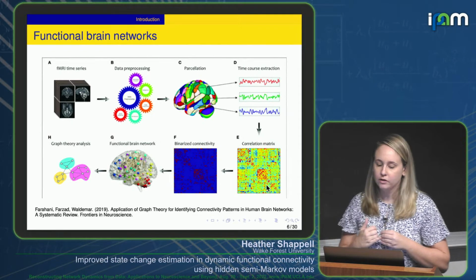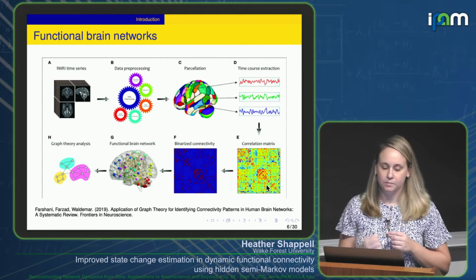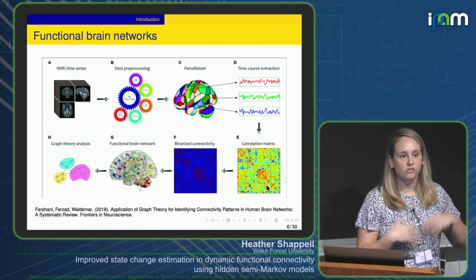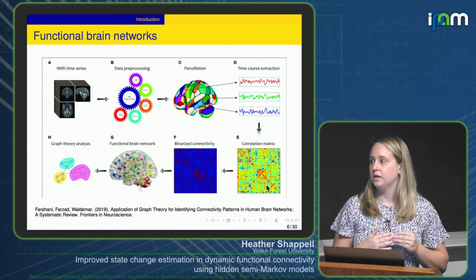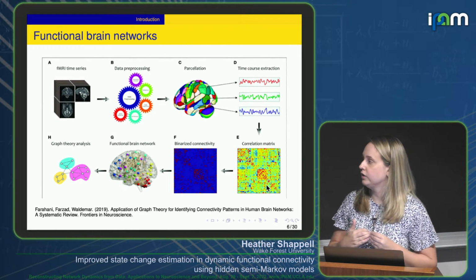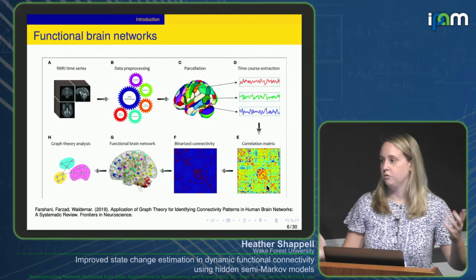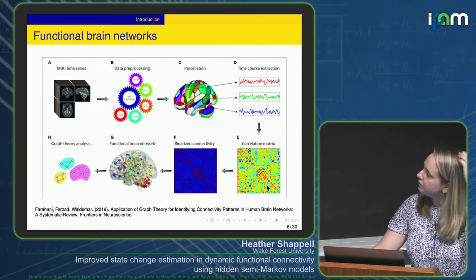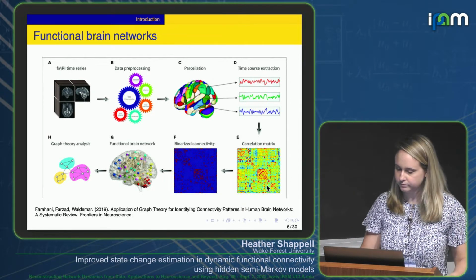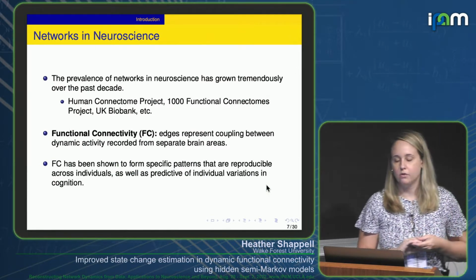So if you are binarizing, then you can create a functional brain network from there, and then you can perform all types of graph theory analyses on this, where you look at things like modularity and clustering and density, which some of those statistics also exist for weighted networks as well. So that was a little bit of background.